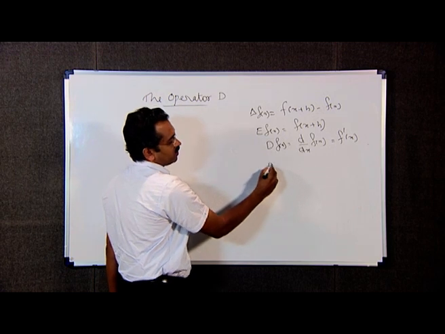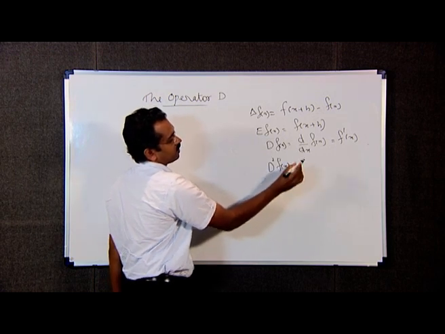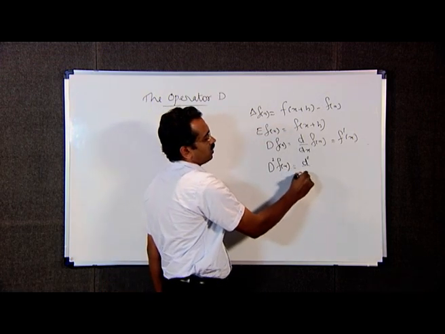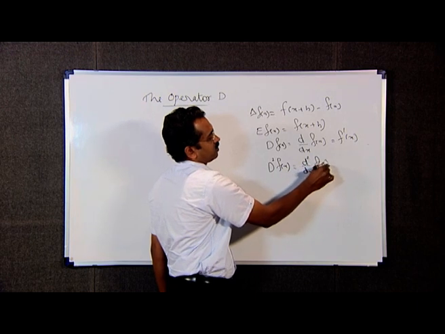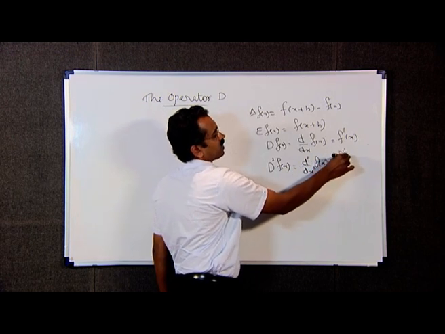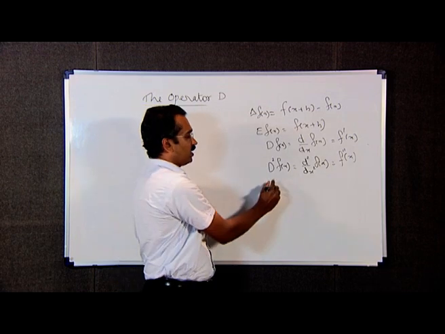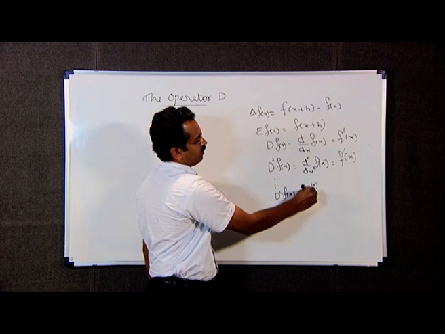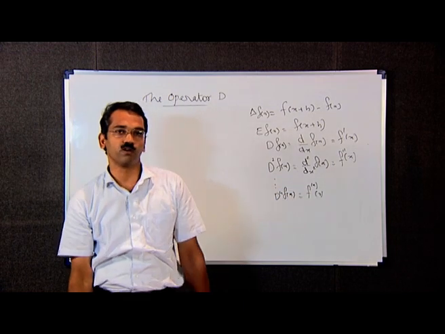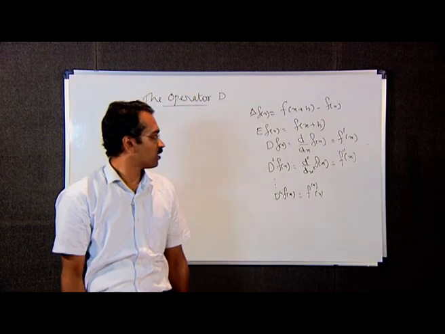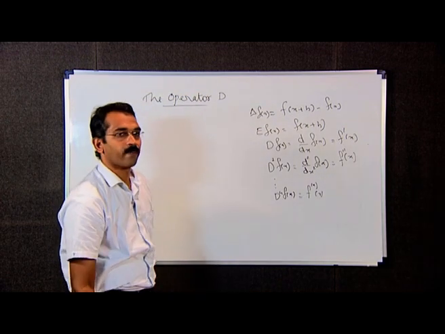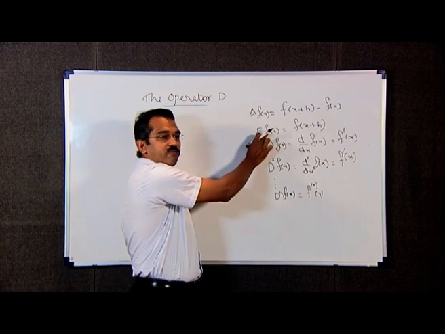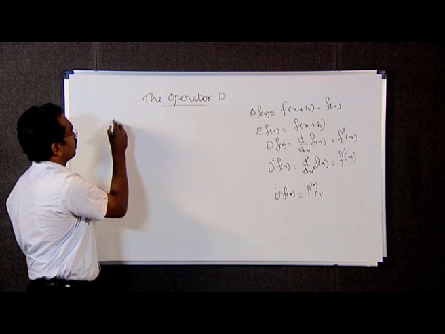The second derivative of f of x is D square f of x, that is equal to d square by dx square of f of x, that is f double dash x. In general, we can write D raised to n f of x as f n x, that is the nth derivative of f with respect to x. From the definition of shift operator, we have E f of x is equal to f of x plus h.